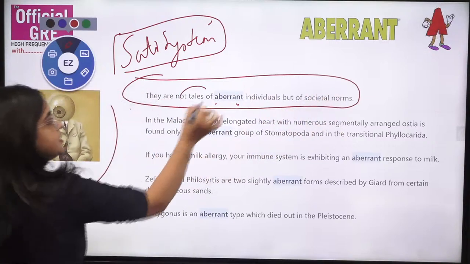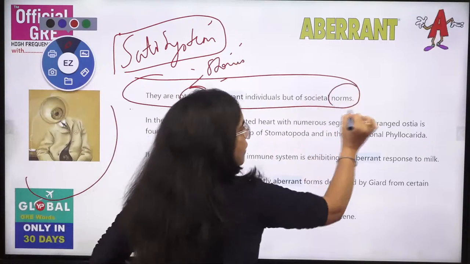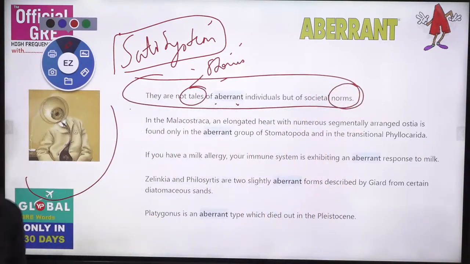Now tales means stories, right? Some fairy tales and all. And norms means some kind of rules and regulations which a society accepts and follows, right?